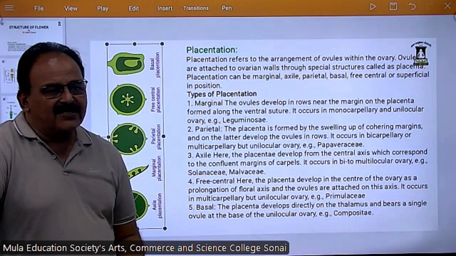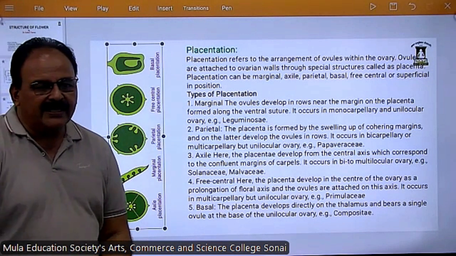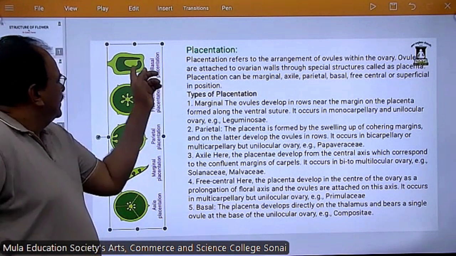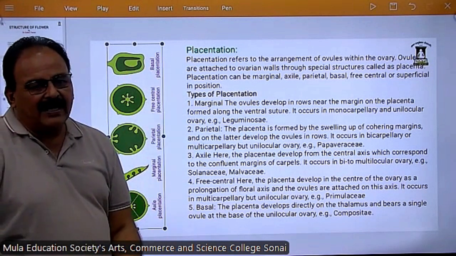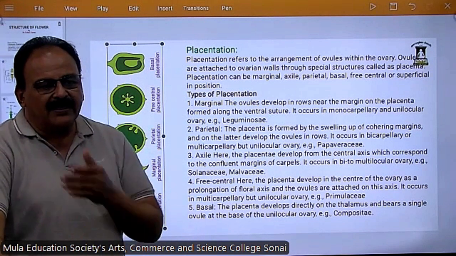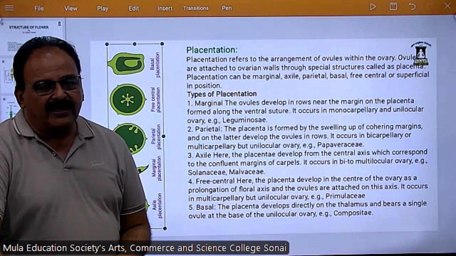Then the fifth and last one is basal placentation, and that example is family Compositae. The placenta develops directly on the thalamus, and bears a single ovule at the base of the unilocular ovary.